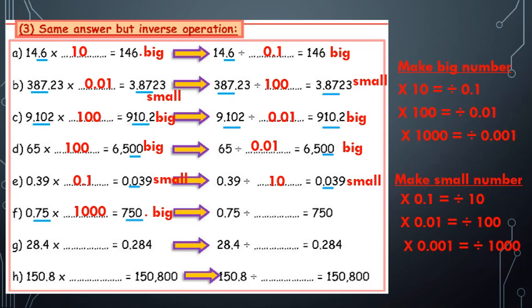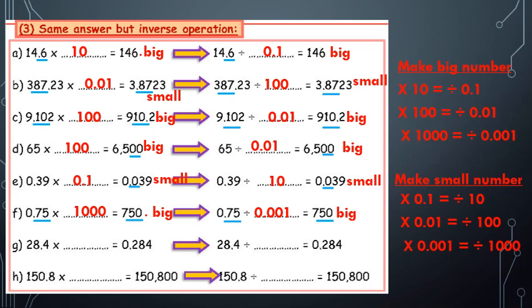The same, but with the inverse operation, the quotient is bigger than the dividend. The point moves 3 places. That means we divide by 1000.